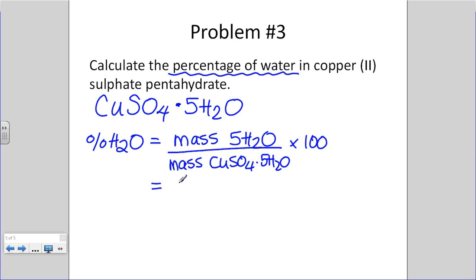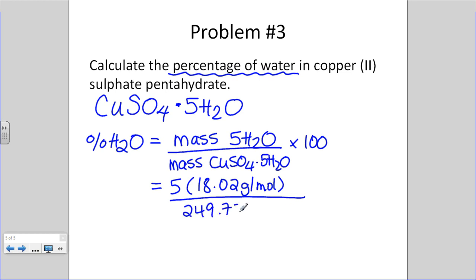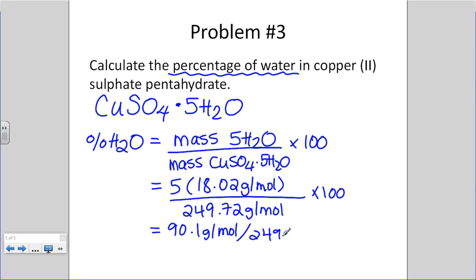So let's take a look at what you've got. If we have 5 water molecules, we know that each water molecule has a molar mass of 18.02 grams per mole. We can put that in. Our total molar mass, when you've calculated it, should be 249.72 grams per mole. And don't forget to multiply by 100. So when we do that, we get 90.1 grams per mole divided by 249.72 grams per mole, all times 100.